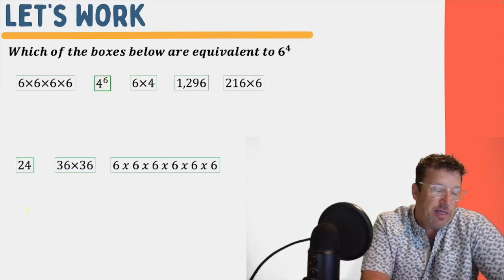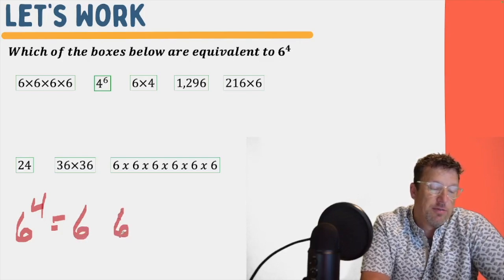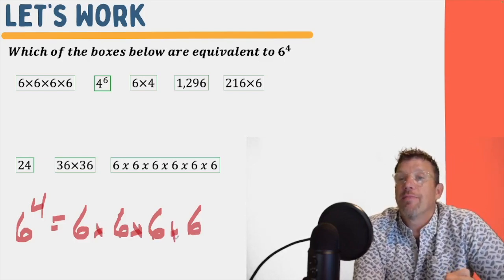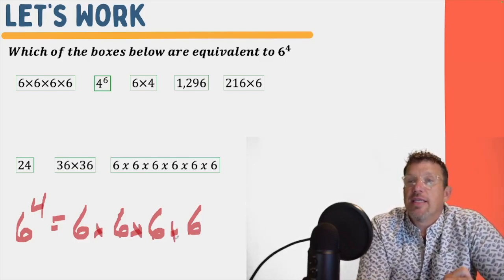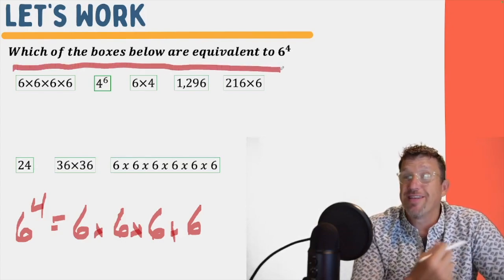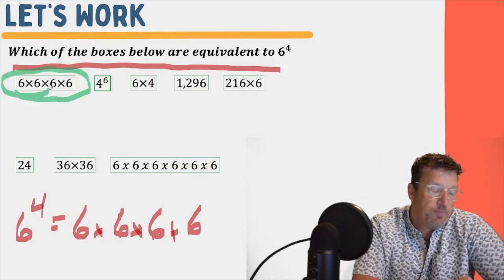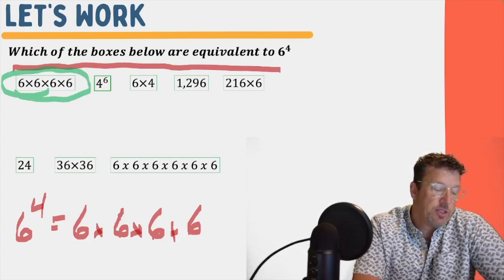So if I have 6 to the 4th, we know that we write the base down 4 times. Okay, so that's what it means broken down. Well, already I can see I have found one of the boxes that works. Remember, the question is, which of the boxes below are equivalent or have the same value as 6 to the 4th? Well, 6 to the 4th equals 6 times 6 times 6 times 6. So we know right off the bat that this one works.